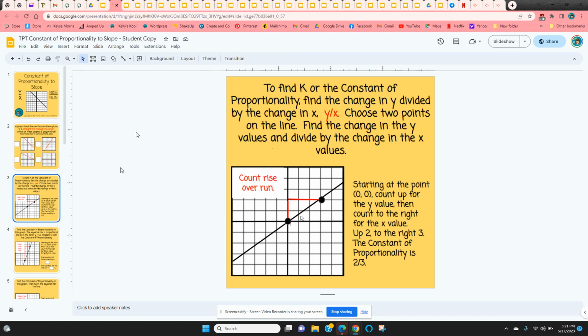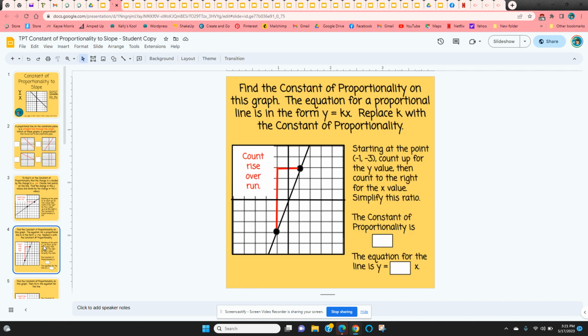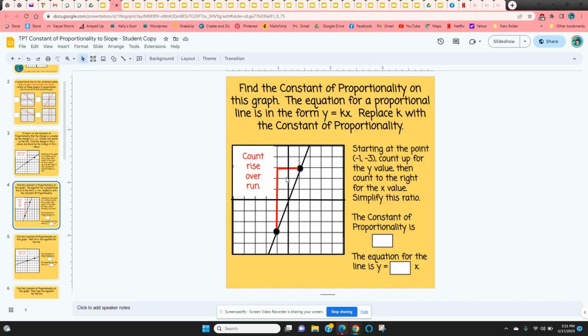So from one point on the line to another point on the line, they're going to count up 2 to the right 3. That would mean the constant of proportionality is 2/3. On the next slide, they're going to type it in. So again, they're going to count, they call it rise over run, y over x.